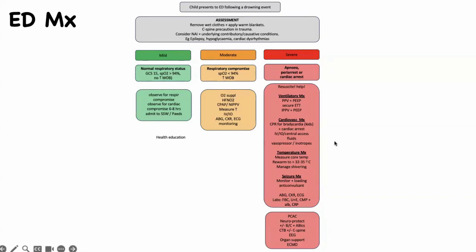So you need to get a core temperature, which is difficult because the thermometers that we usually have are tympanic at best and don't necessarily read low. So you actually have to have an esophageal or rectal thermometer. You need to rewarm these patients to 32 to 35 degrees, and you need to manage shivering, and shivering usually disappears from below 34 degrees. So with shivering, you very well might need to add benzos, you might need to add pethidine. It's quite good for preventing shivering.